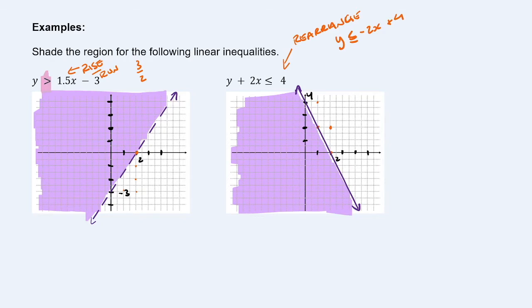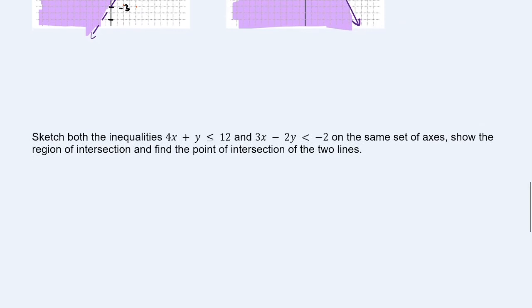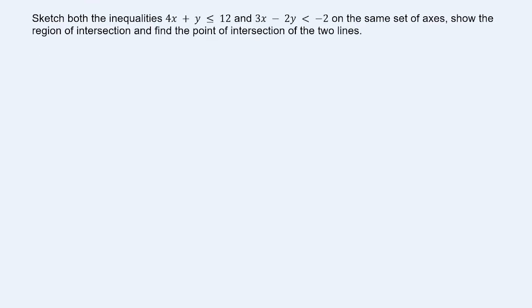For our next one, we're going to do an intersecting region. We're going to use 2 equations in the next one. So we want to sketch both these inequalities on the same set of axes. What we need to do is find some intercepts. The easiest way to find intercepts is to substitute in 0 for each of those values. So let's get started.